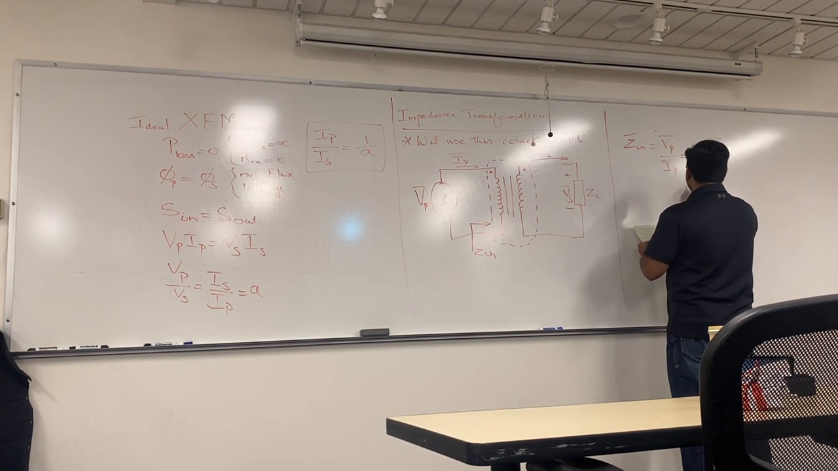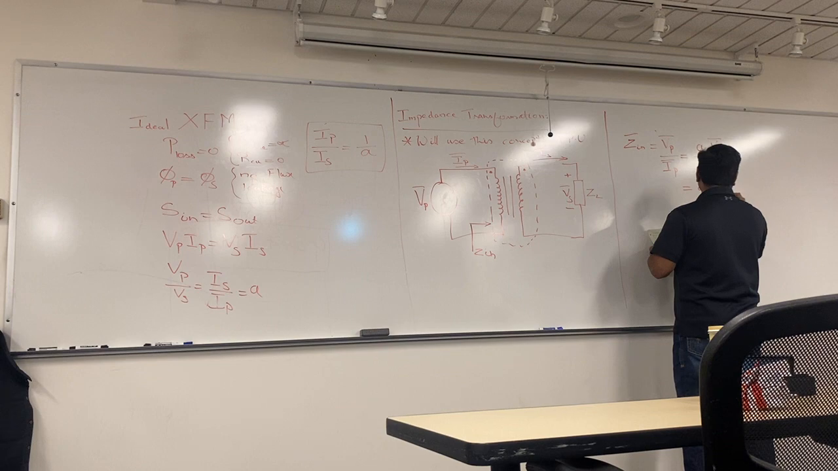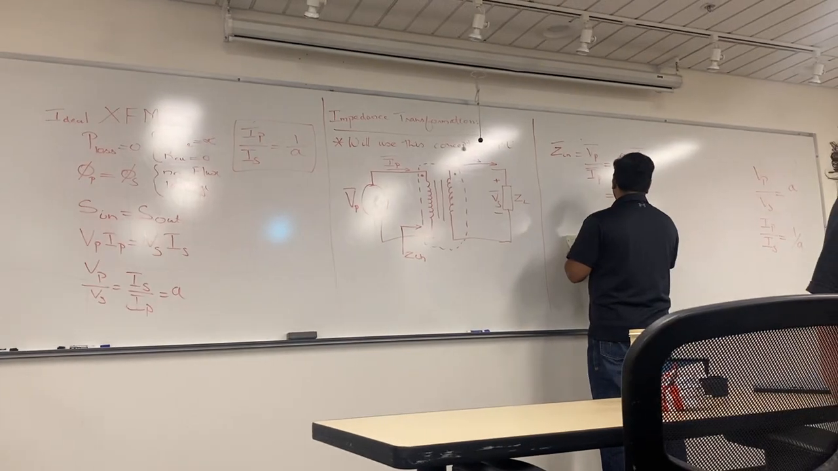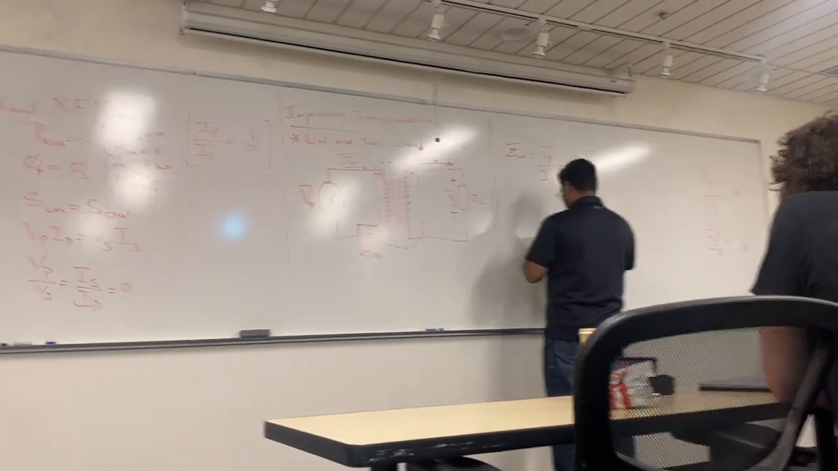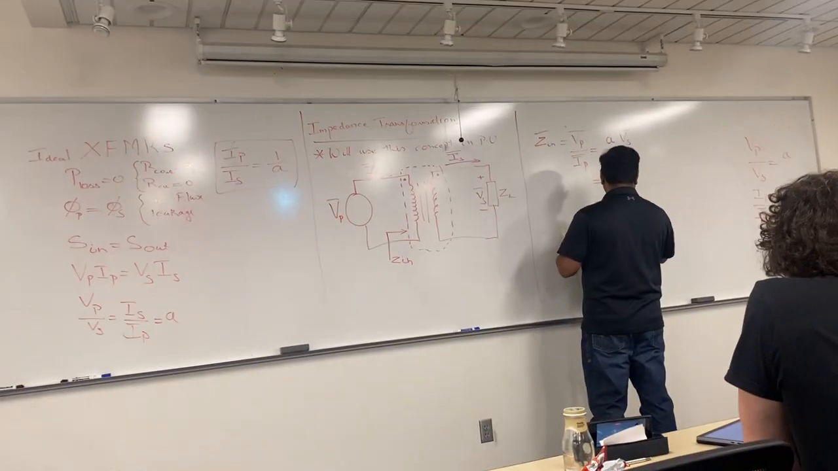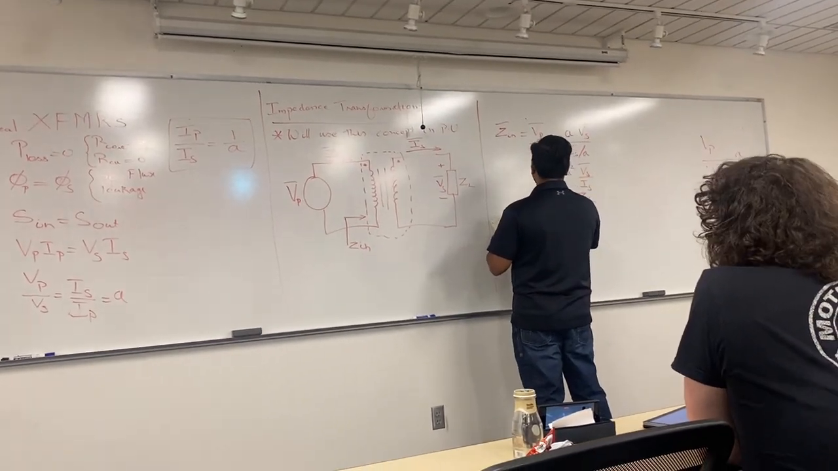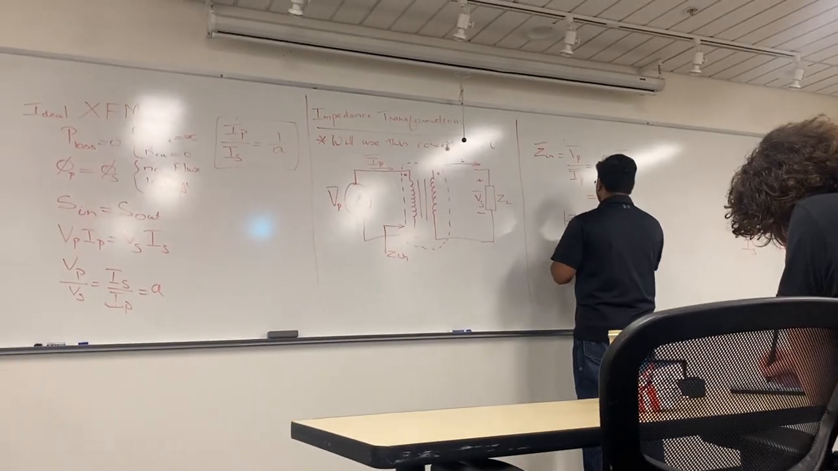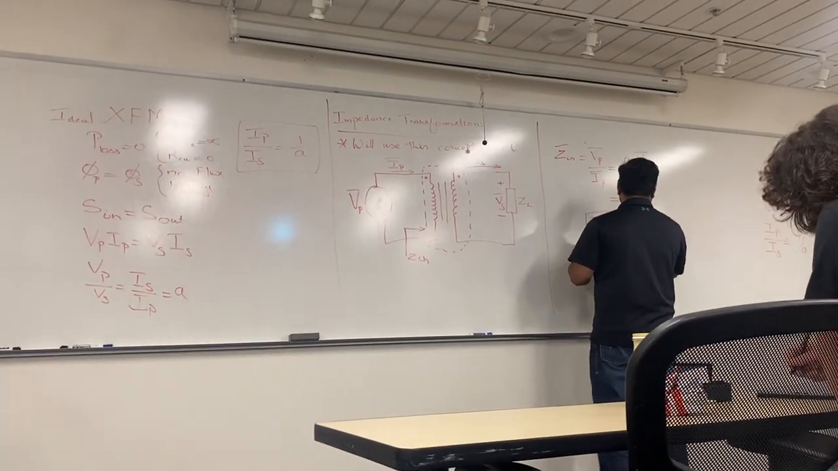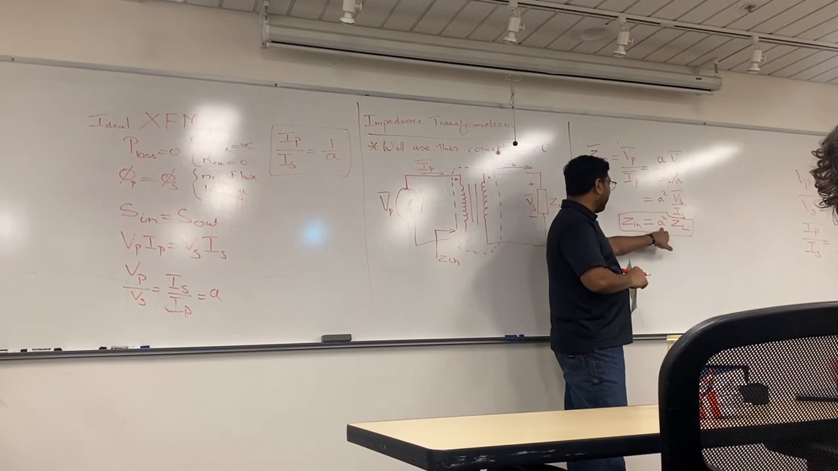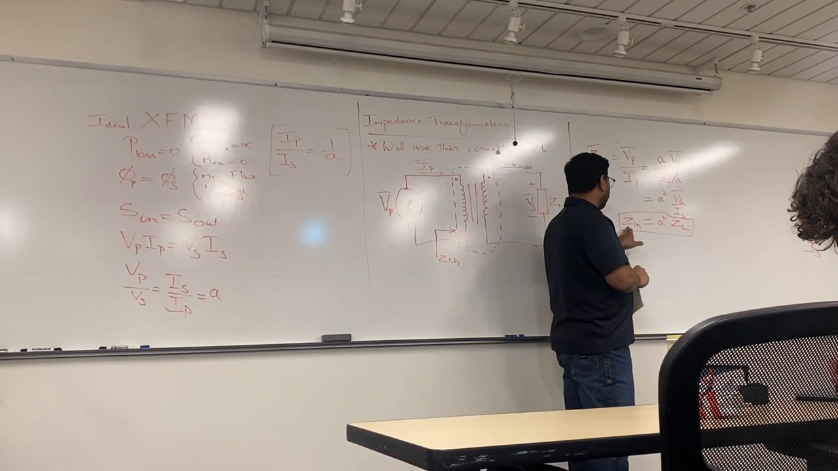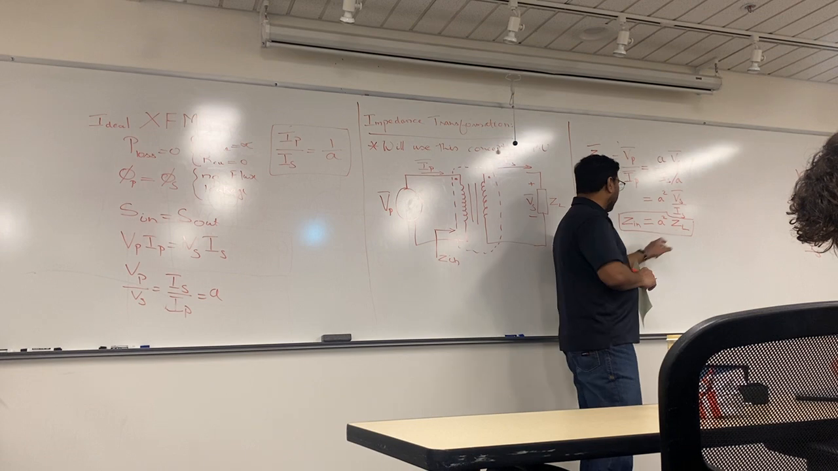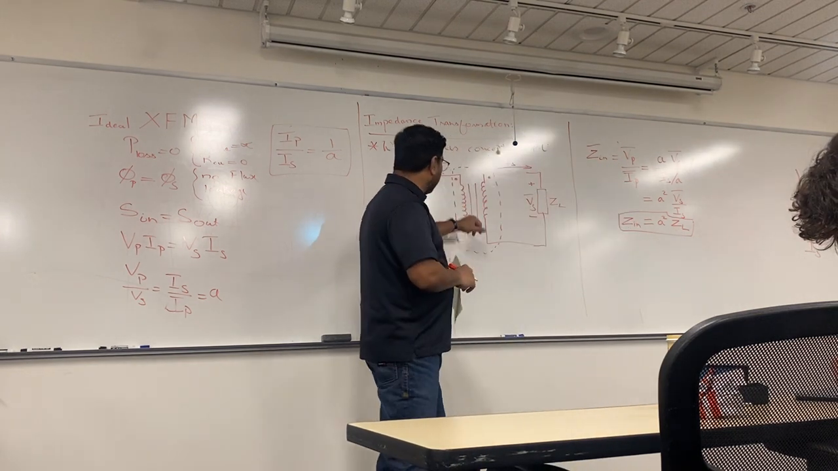And that leads me to A squared Vs over Is. And that's A squared Zn. I can even use A squared to somehow connect Z in and Z out, which are literally not mechanically connected.